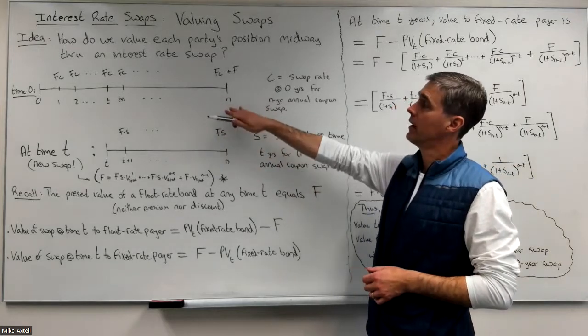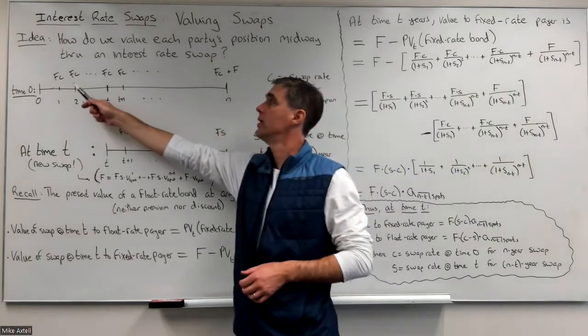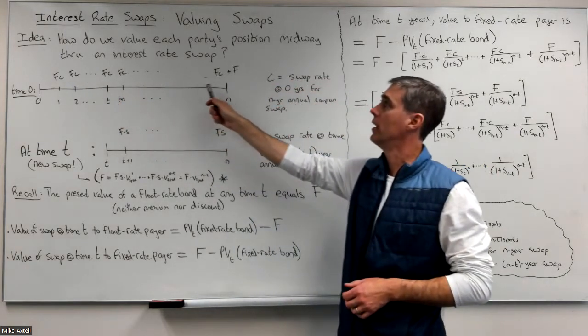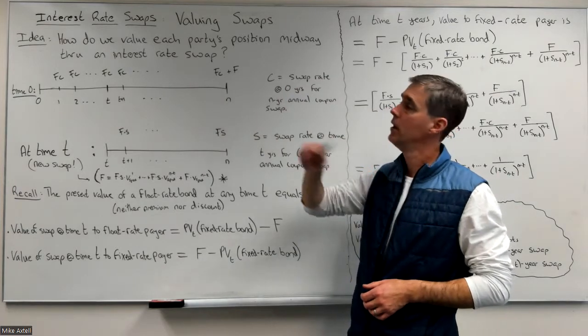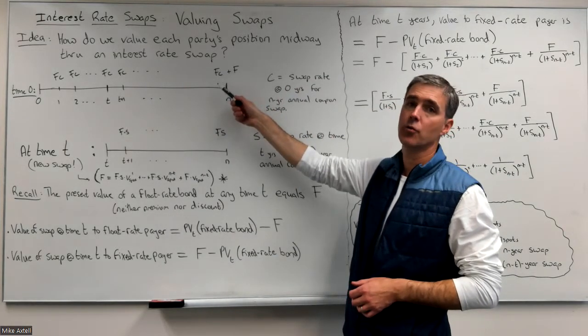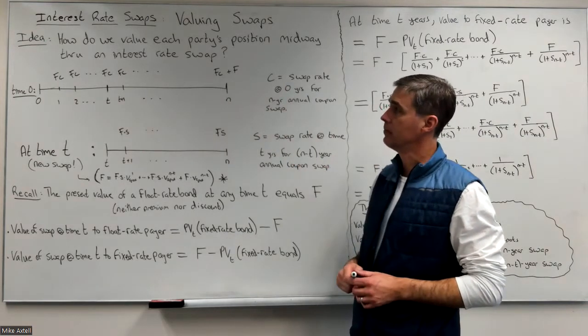And so that means if I diagram the fixed rate coupons, we've got coupons of F times C each year for N years, and a redemption payment of F at time N as well. So this would be the fixed rate bond, interest rate C.